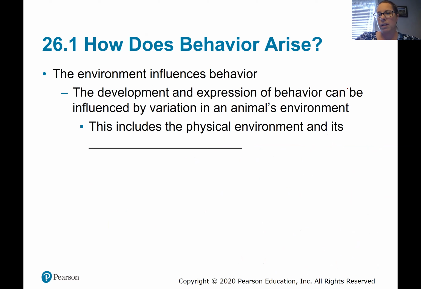Now, obviously, the environment influences behavior as well. We've talked about cold-blooded animals, ectotherms, and how snakes will get cold and go seek out a warm place to warm up their bodies. So the environment is definitely influencing their behavior in that way. When an environment is causing an animal's behavior to change, we're looking at the physical environment and also those experiences that arise from others around them, from temperature, and other types of environmental changes.